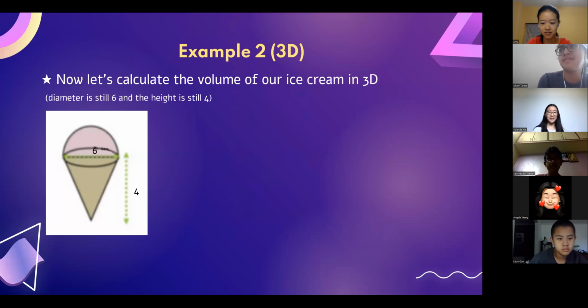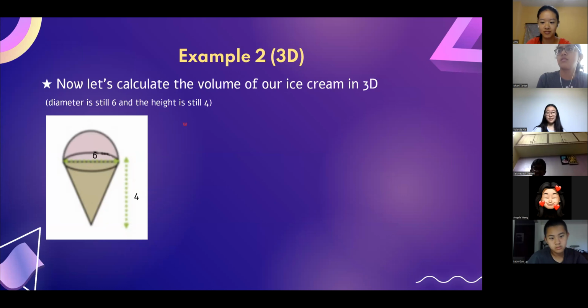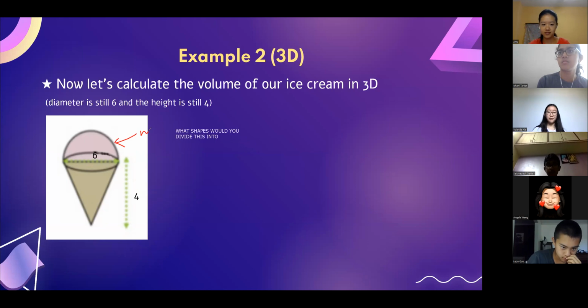Okay, so let's do an example. Going back to our lovely ice cream cone, type in the chat how you would divide this ice cream cone up. What shapes would you divide it into? All right, remember we're talking in 3D here. So yes, we would do the ice cream part as a hemisphere, or half of a sphere, and the cone part as, of course, a cone. The formulas are going to be very important here.